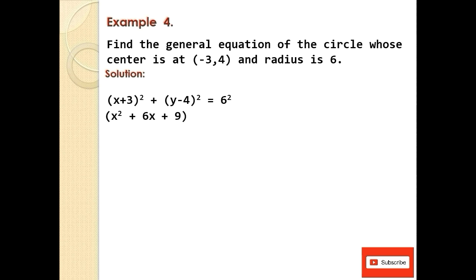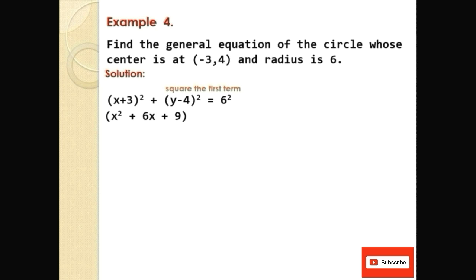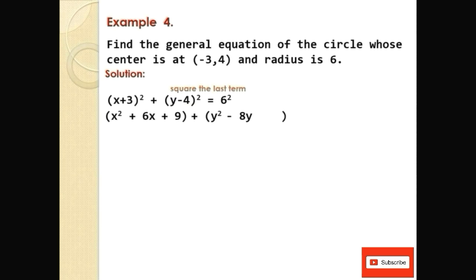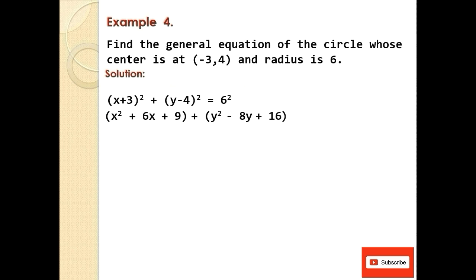We will do the same on the other quantity. Square the first term. So y times y, you have y squared. Next, we multiply the first term and the second term, and then we multiply it by 2. So y times negative 4 times 2 equals negative 8y. Last step, we square the last term. Negative 4 times negative 4 is positive 16. After simplifying the left side of our equation, we get the square of our radius.